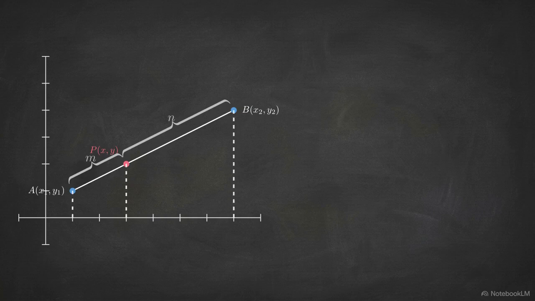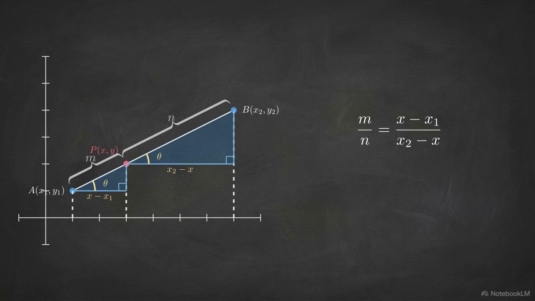We can bridge the gap by dropping perpendicular lines from each point straight down to the horizontal axis. Because the main line segment is a transversal cutting across parallel vertical drops, the internal angles of these two resulting triangles are identical. According to the law of similar triangles, their horizontal bases must share the m to n proportion. We define those bases algebraically as x minus x1 and x2 minus x. This establishes our equivalence: the ratio m over n is equal to the ratio of the coordinate bases.